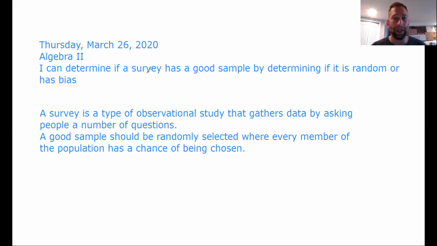So at this point, let's just take a look one more time at what I displayed there as far as what the notes are for this lesson. And then we're going to go through some examples, which is in your packet. So again, I can determine if a survey has a good sample by determining if it is random or has bias. A survey is a type of observational study that gathers data by asking people a number of questions, and a good sample should be randomly selected where every member of the population has a chance of being chosen.